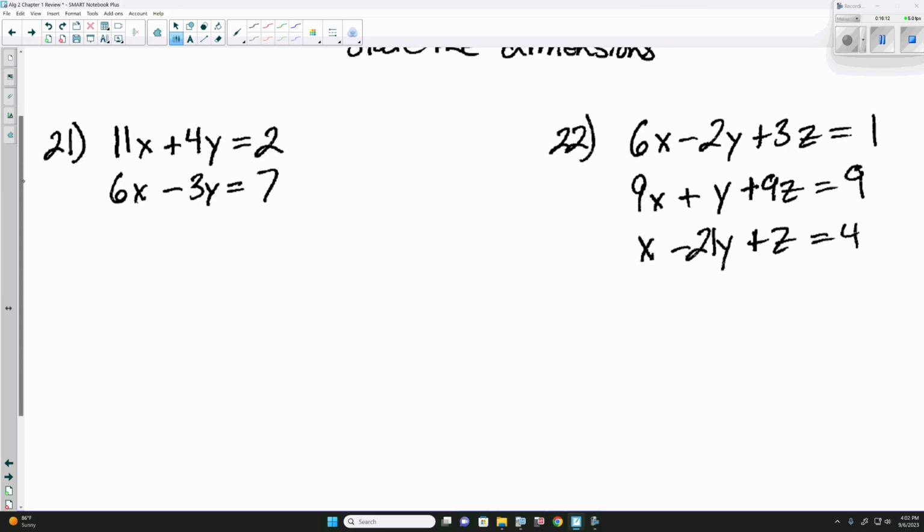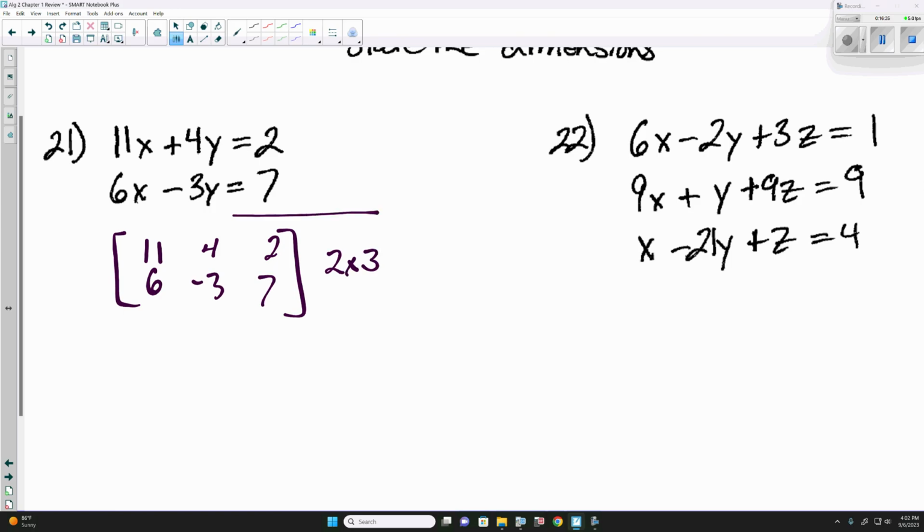Now we can look at 21. We do have x, we do have y, and they are in the correct order. So our augmented matrix should be 11, 4, 2, 6, negative 3, 7. And this one here is a 2 by 3.